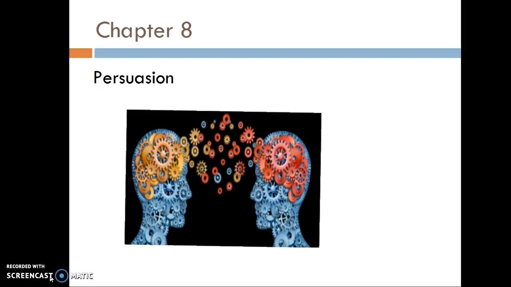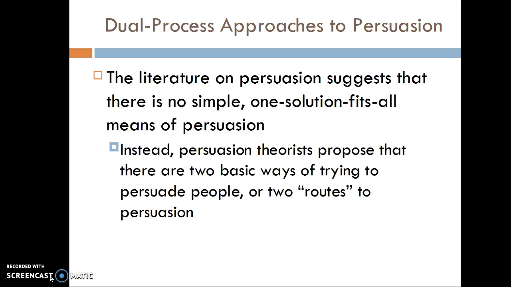This week's topic is persuasion. We'll be looking at both the art and the science behind persuasion. The scientific literature so far doesn't suggest a simple one solution fits all means of persuasion. Instead, theorists propose that there are two basic ways of trying to persuade people, or two routes to persuasion.